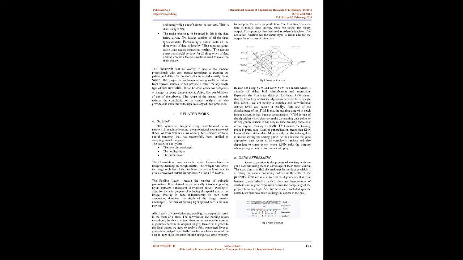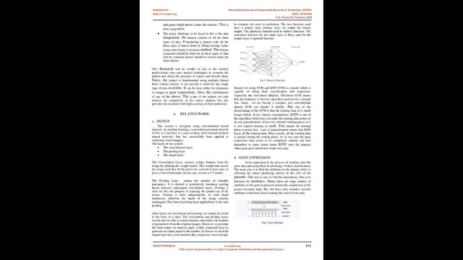The layers of our system: the convolutional layer, the pooling layer, and the output layer. The convolution layer extracts certain features from the image by defining a weight matrix. This weight runs across the image such that all the pixels are covered at least once, to give a convolved output. In our case, we use a 3*3 matrix.